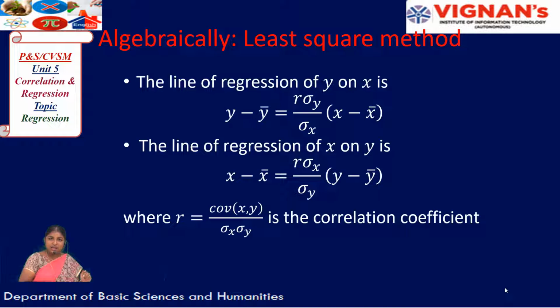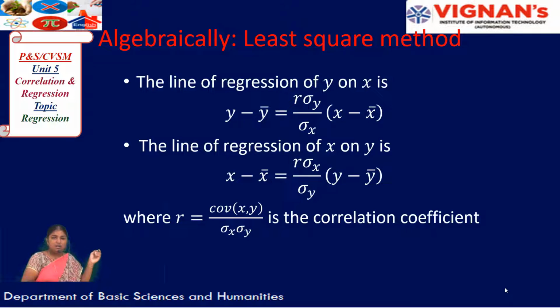Next, the regression line x on y. Here x is the dependent variable and y is the independent variable; x depends upon y. The mathematical relation can be written as x minus x bar equals r into sigma x by sigma y into y minus y bar. Again, x bar and y bar are the means of x and y, sigma x and sigma y are the standard deviations of the given data x and y, and r is the correlation coefficient. The correlation coefficient r is defined as covariance of xy by sigma x into sigma y. So these two we are using here.